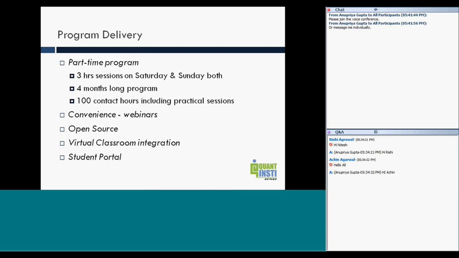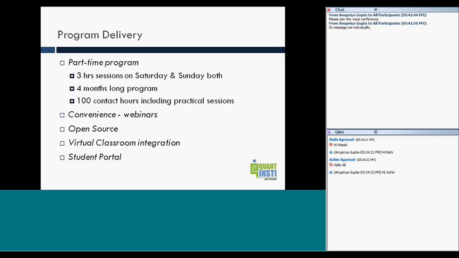And program delivery: primarily it's targeted towards working professionals. So it's on Saturdays and Sundays, a 3-hour session every day. It's a 4-month long program, and approximately 100 contact hours. Most of the classes are practical in nature, so it's hands-on. It's primarily online, as most of the participants who attend do it online, because the participants come from different geographies across the globe.